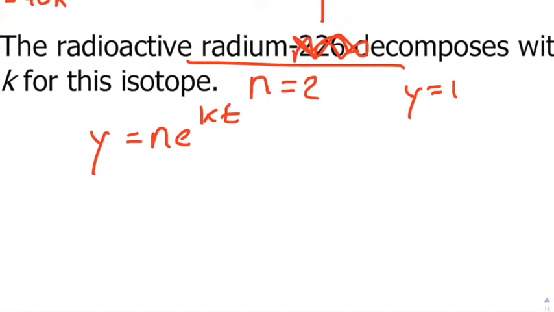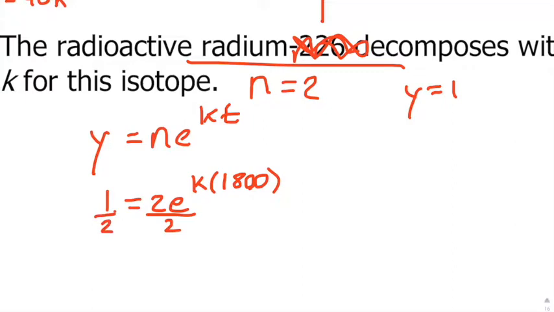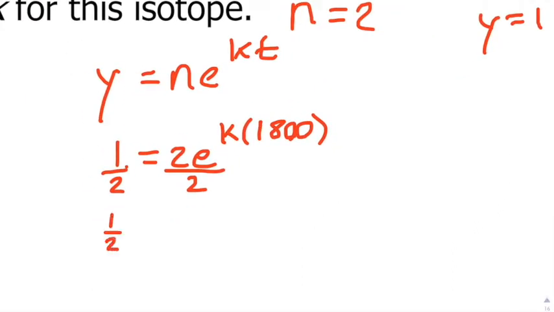Okay, and then we're going to plug in 2 out here in front. And then we're going to put in 1 right there for y. And then the k, we don't know what it is. And then we know the time is 1800 years. Now you need to get rid of the 2 out in front, so we're going to divide both sides by 2. That'll just be 1/2 or 0.5. And then you have all this right here.